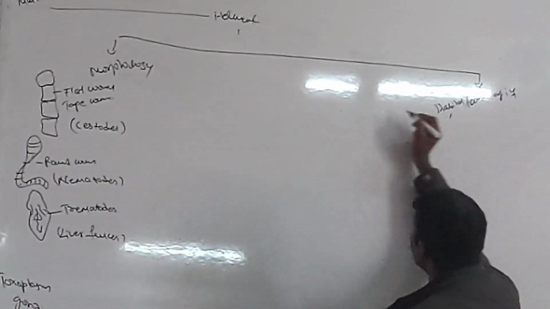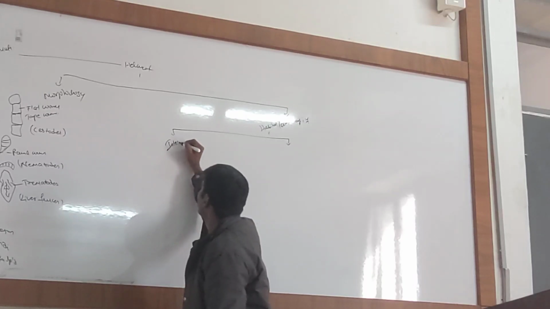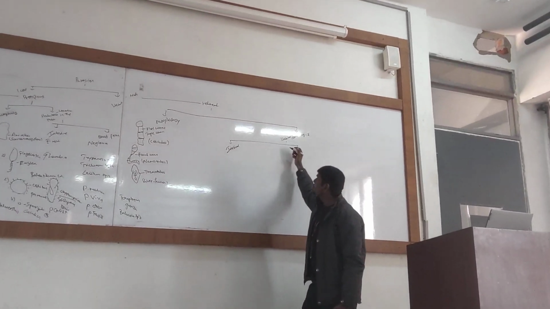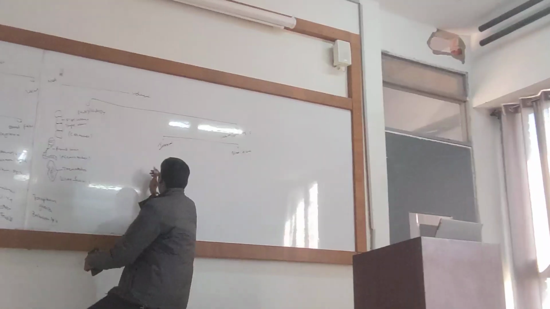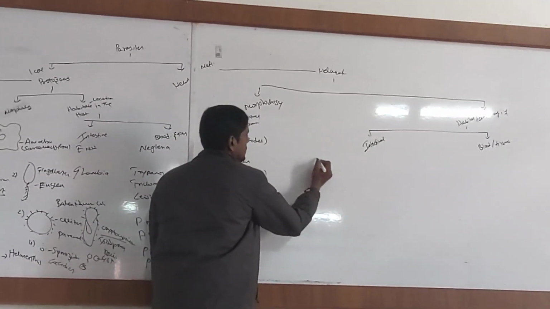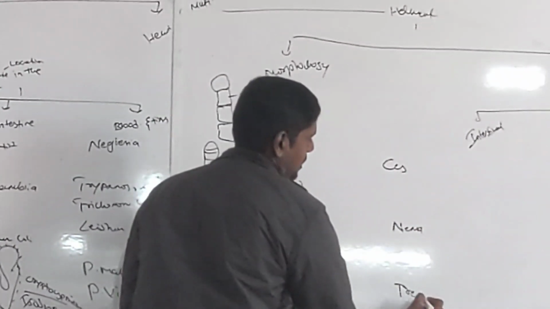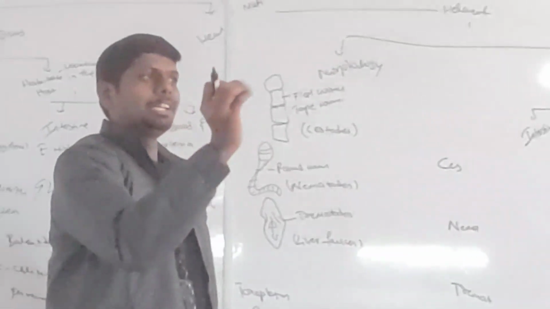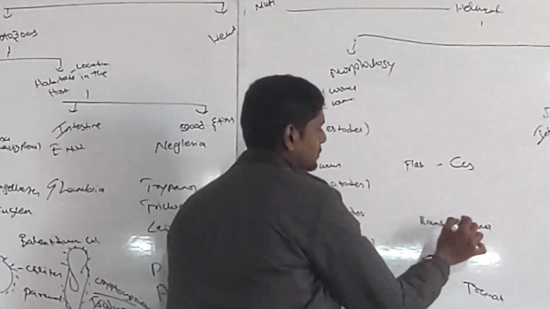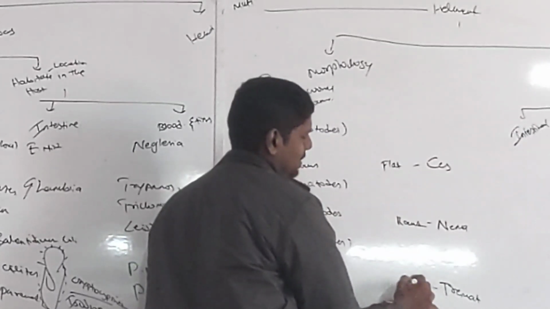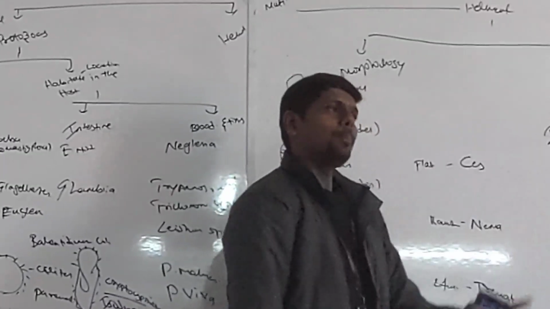Okay. Let's see the habitats. So habitats are again two types, just like before: intestinal and blood and tissue. Very good. I will write here again the cestodes, nematodes, and trematodes. Give me examples of intestinal cestode. So you already know the common names, right? Flat worms, round worms, and liver flukes. Now give me an example of an intestinal flat worm.